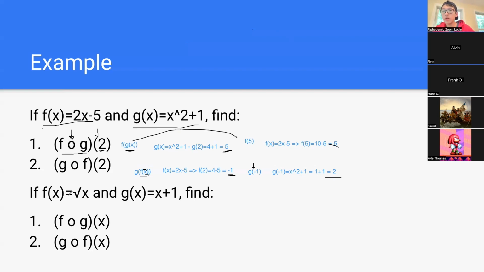The next two problems: if f of x is equal to root x, and g of x is equal to x plus 1, find f of g, which is f of g of x. Although it doesn't give you a number, it's the same principle of plugging x into the function and then solving that way.